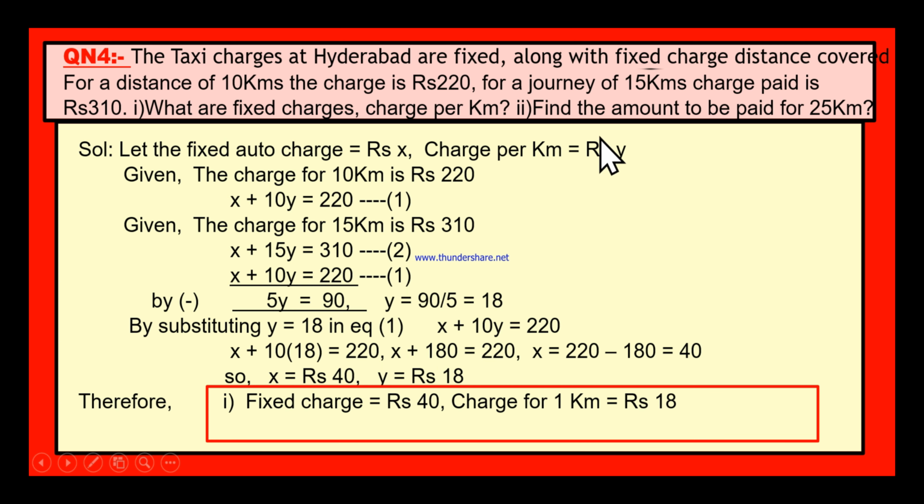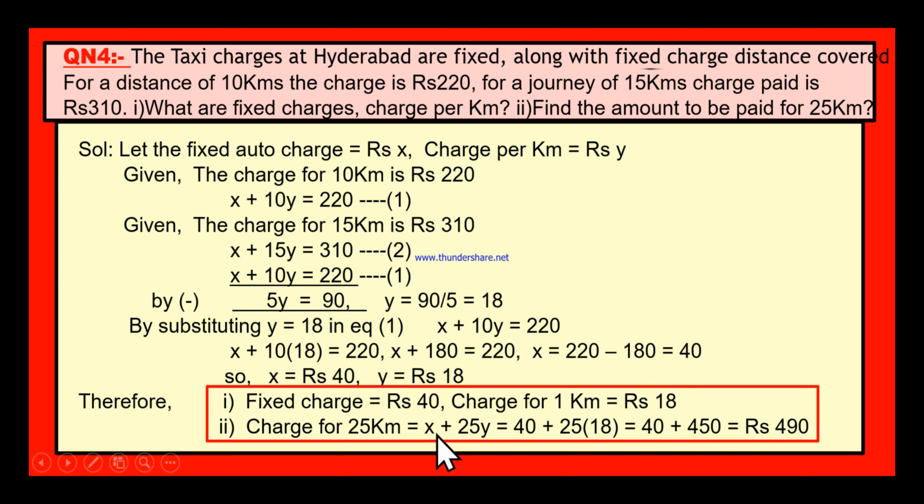Now we should also find the amount to be paid for 25 kilometers. Amount to be paid for 25 kilometers is equal to fixed charge plus 25 into 1 kilometer charge. Fixed charge is 40 plus 25 into 18, that is 450. 450 plus 40 is 490 rupees to be paid. Is it clear?